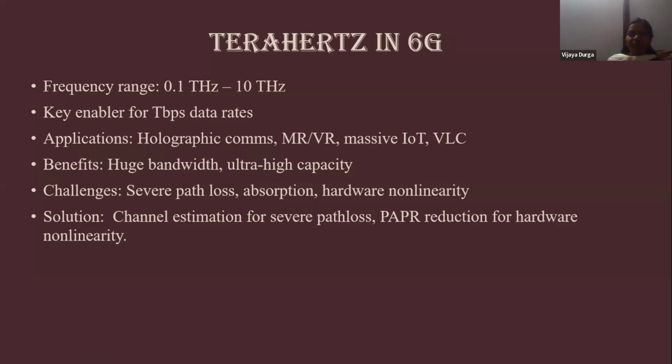Applications and technologies, okay, but what are the challenges? This is a very, very important point. The challenges are severe path loss, which is a very, very important thing in wireless communication, and then absorption and hardware non-linearity. We need to discuss this. What are the solutions? To eliminate the severe path loss, the solution is channel estimation. And to eliminate the hardware non-linearities, we need to use PAPR reduction. We need to discuss this.